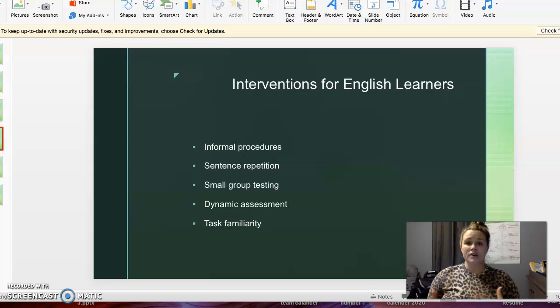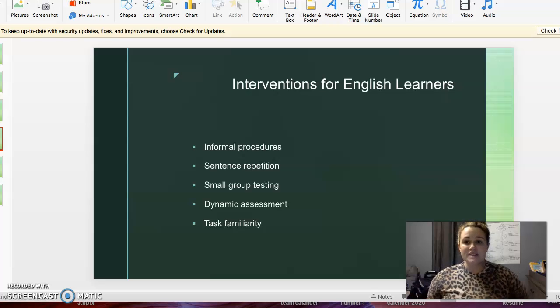Also, checking for understanding goes under that informal procedure. Just making sure, after directions are given, going over them, re-explaining things in a different way, and just saying, can you tell me what your expectations are for today? Or can you tell me what you are supposed to be accomplishing today?